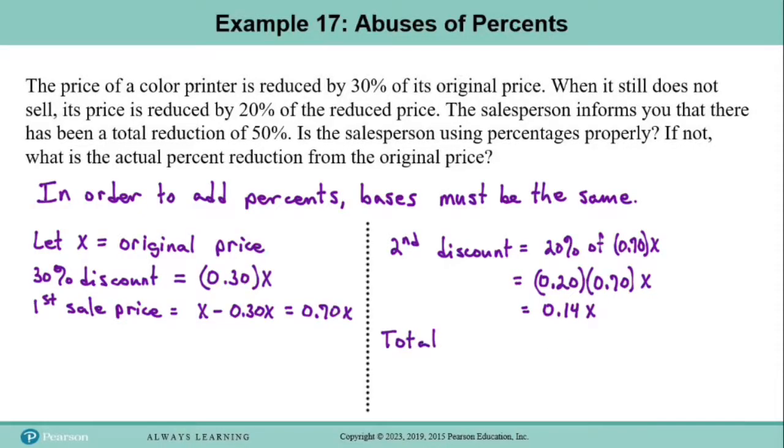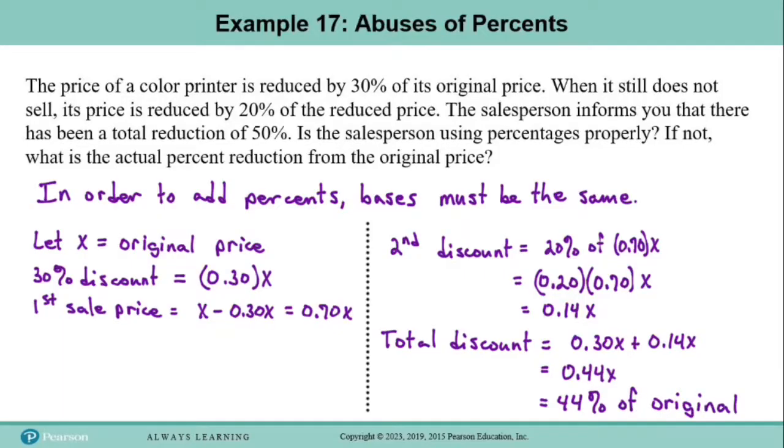So the total discount is going to be the original 30% discount plus the second discount, which was 0.14 times the original price. That's a total of 0.44 times the original price, and that's just 44% of x. So the total discount is 44% of the original price. Not quite the 50% that the salesperson thought, but again, their mistake was that the 30% and the 20% are not both percents of the same number. There are two different numbers involved here, and that's what's causing the trouble.